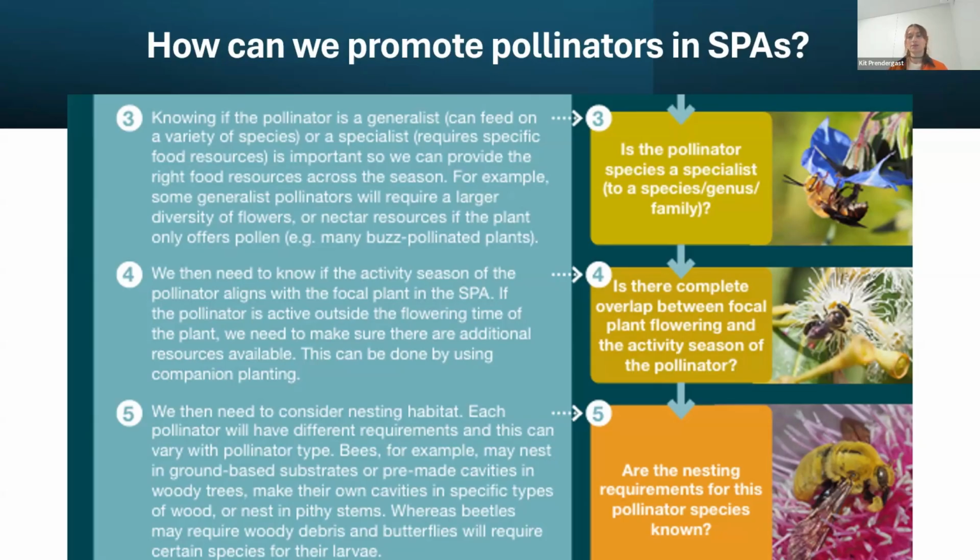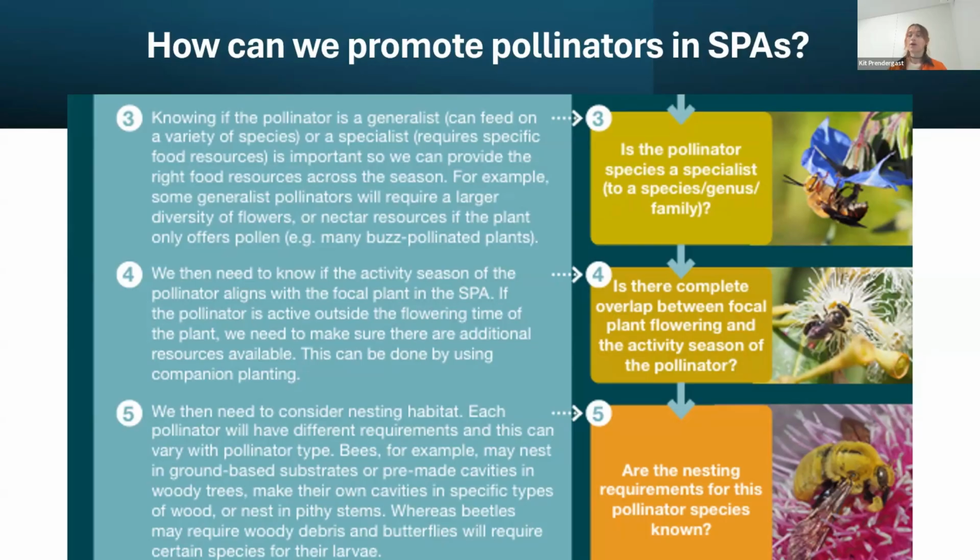So that's in a SPA, seed production area, where you've got some plants that aren't your target plants to be harvested for seed, but you plant these companion plants to support the other food requirements of the pollinator. Is there overlap between your pollinator and your target plant? If there's not complete overlap, you want to make sure that your pollinator has other food resources that they are able to access outside of the flowering of the host plant.